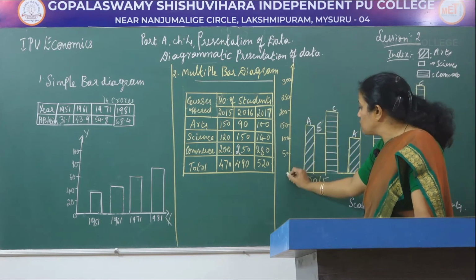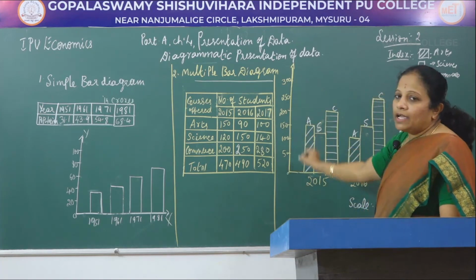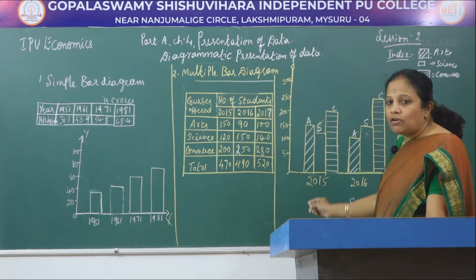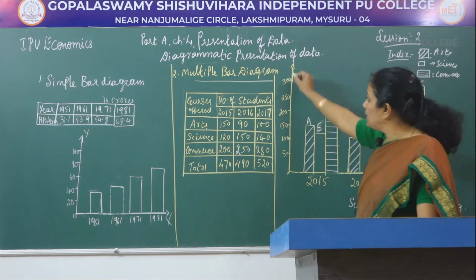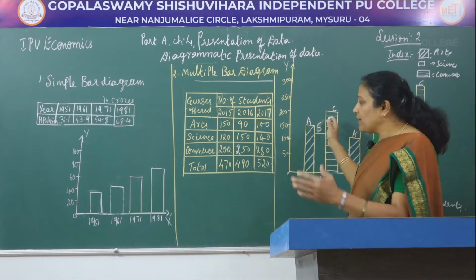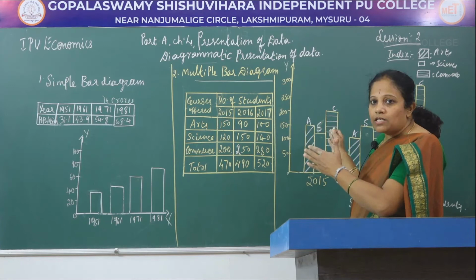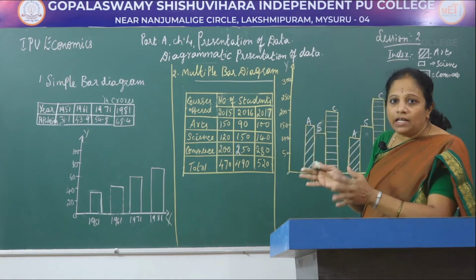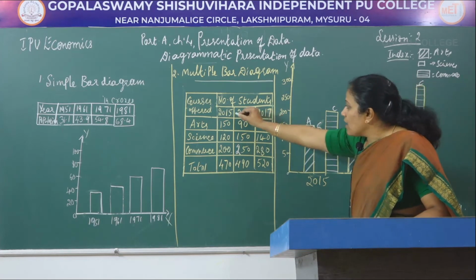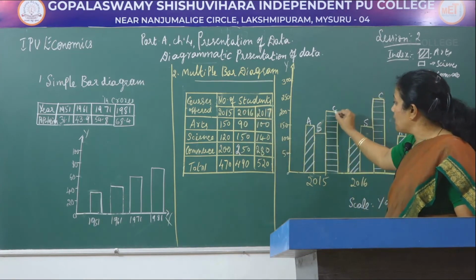So again here also we have to draw two lines, one vertical line and one horizontal line. Horizontal line is the x-axis and the vertical line is the y-axis. So here we are drawing the rectangular bars which are close and which are interlinked with each other. So let us see here the arts, science and commerce, they are mentioned here.